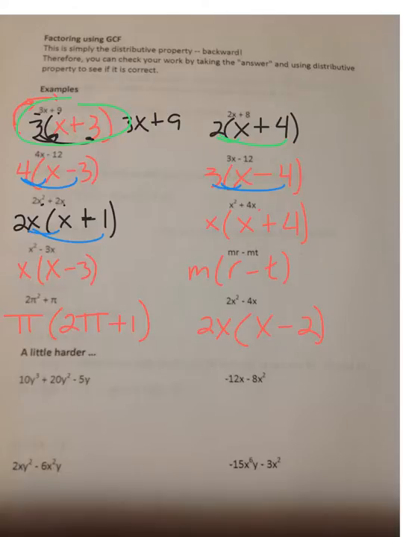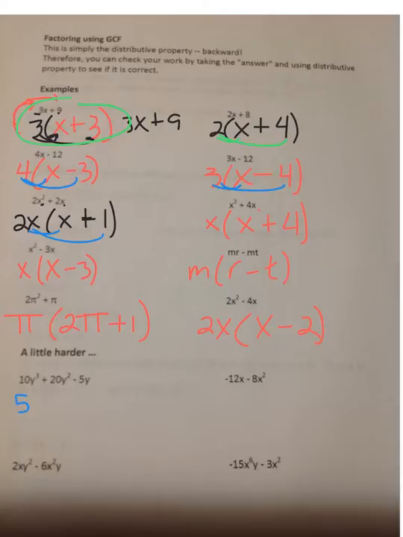And there are the final answers for these 4. Now let's take a look at this next section. These are a little harder. We have 3 terms here. We have a trinomial. We have 10y cubed plus 20y squared minus 5y. So let's look at the 10, the 20, and the negative 5. What's the greatest common factor here? It would be a 5.